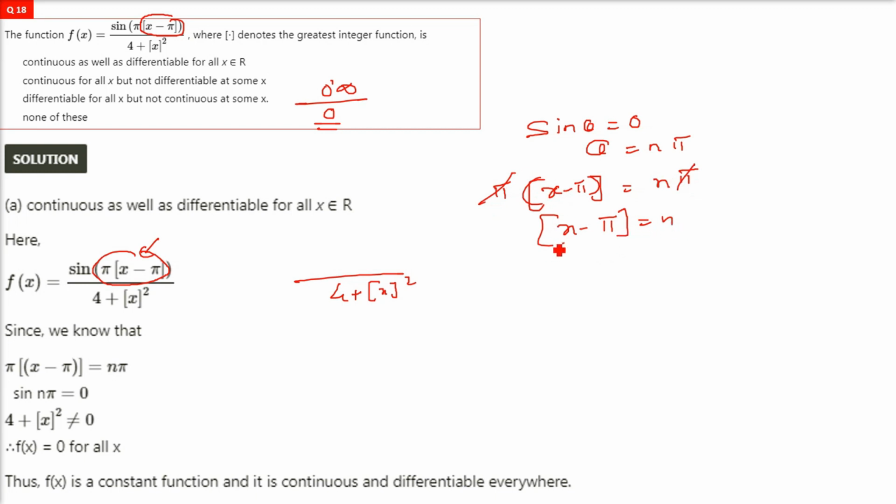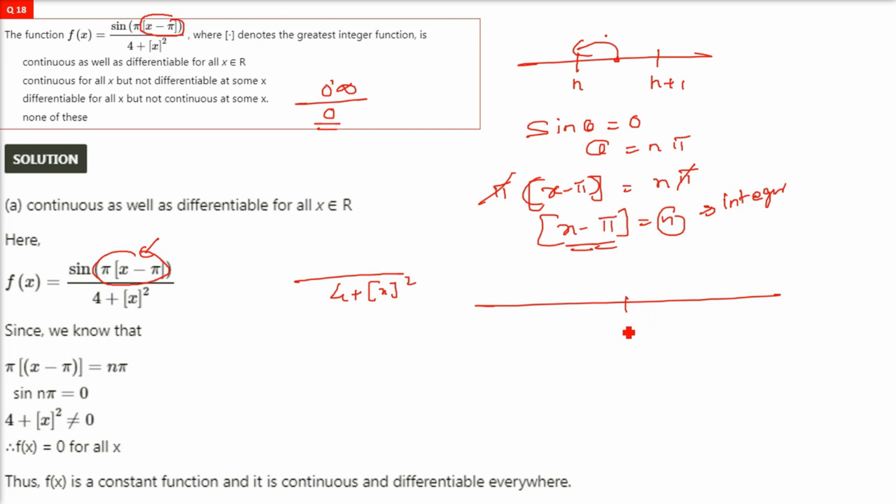So the value of x minus pi will always be some n, right? And this n, I am saying, is an integer. n pi is an integer only. x minus pi is an integer. The only time it is going to get 0 is at these points. So there is no problem here. But the denominator, 4 plus the greatest integer function whole square, should not be equal to 0.